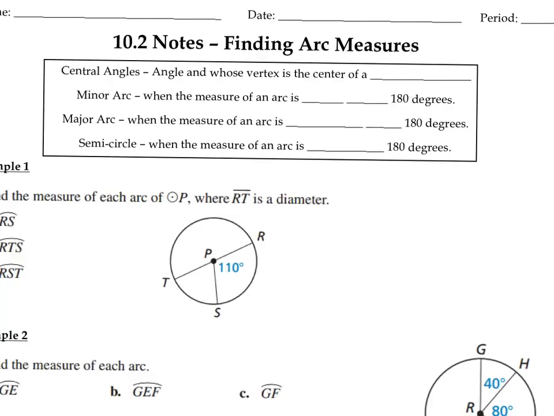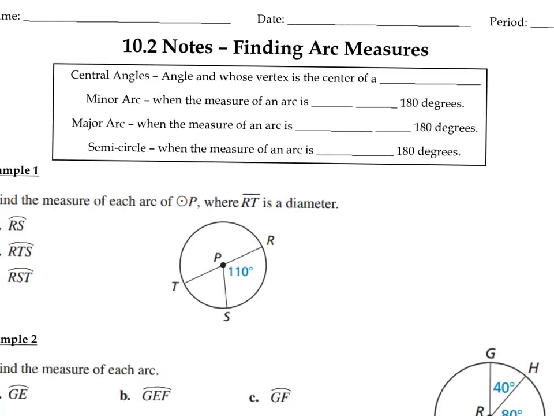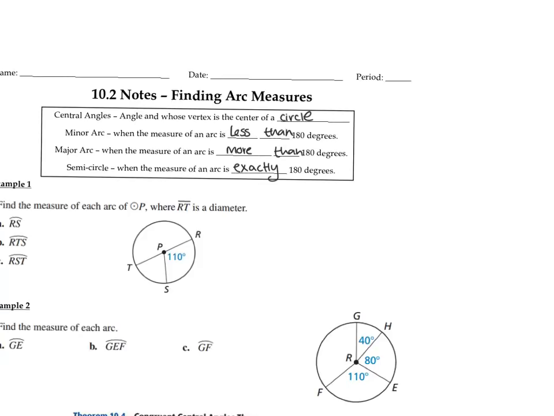Central angles are angles whose vertex is in the center of a circle. Okay, so in the center of a circle. Now, the minor arc is when the measure of an arc is less than 180 degrees. The major arc is when the measure of an arc is more than 180 degrees. A semicircle is when the measure of an arc is exactly 180 degrees. So let me draw a diagram here to explain that.